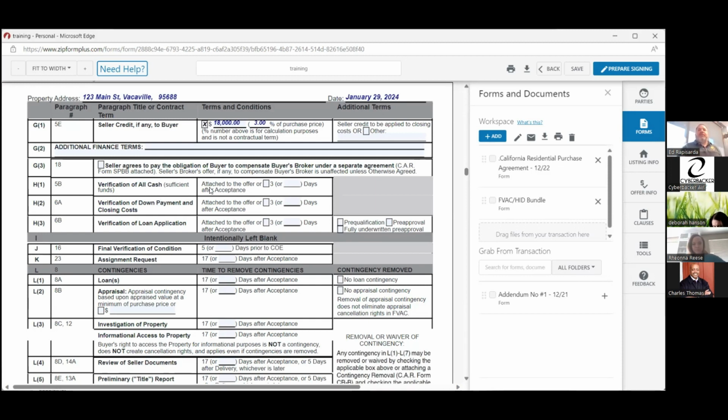3H1, verification of all cash. If it is all cash, it's either attached to the offer or we can put in whatever days after acceptance. Verification of down payment and closing costs attached to the offer. In the past, it has been customary to see some type of proof of funds that the buyer has the ability, like cash in the bank or some type of investment. I think it has also become largely, not wholly, but largely accepted that if you have a pre-approval letter, the lender has done and checked to see that they have the cash to close for the down payment and closing costs.